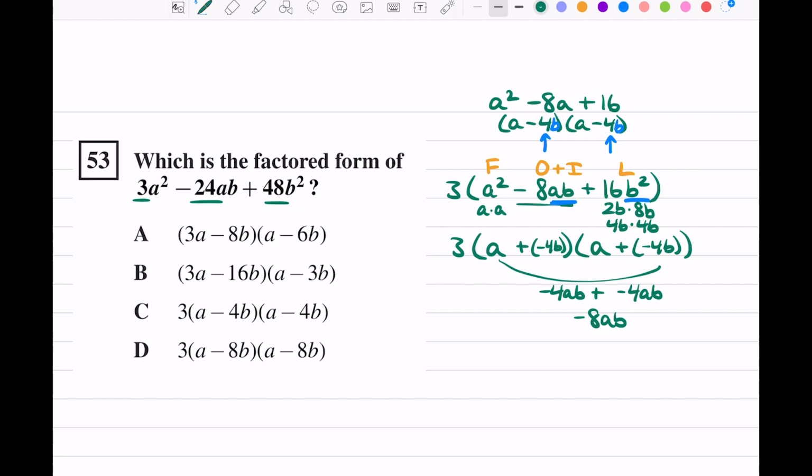And looking back at our work, we can simplify this to 3 times a minus 4b times a minus 4b. And looking at our answer choices, that matches option C.